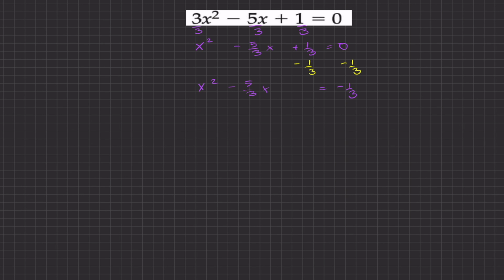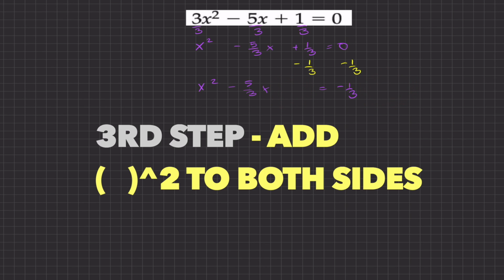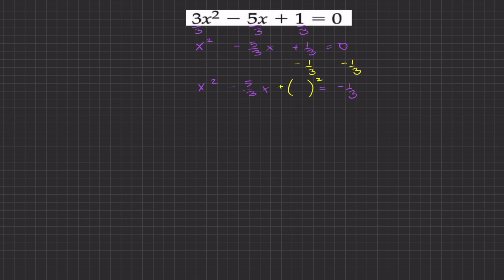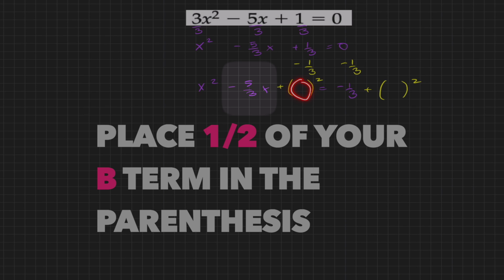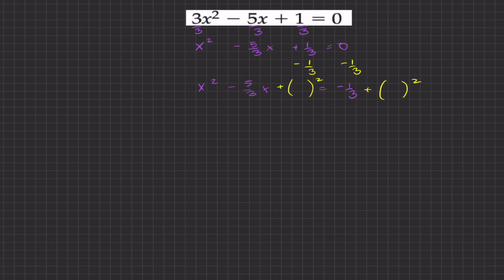Anytime I complete the square, I leave an empty space here, and in that empty space, I'm not even going to divide or do anything yet. I just put an empty bracket so I don't forget to do it to both sides. So just put that, and whatever goes in this parentheses is half of your b term, half of negative 5/3.